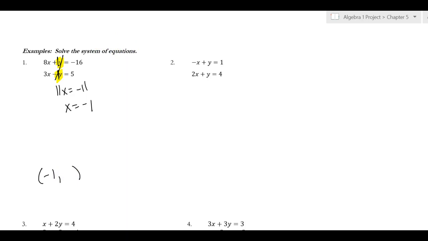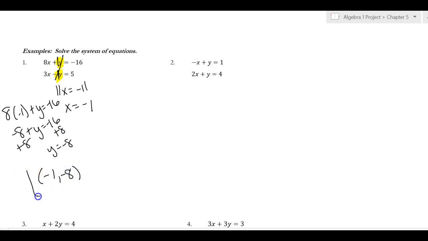Now what I need to do is plug it in somewhere. I could plug it into the top one or the bottom one. It really doesn't matter. I'm going to do the top one. 8 times negative 1 plus y is negative 16. So negative 8 plus y is negative 16. And then I add 8 to both sides. So y is negative 8. And that's the answer. Okay.